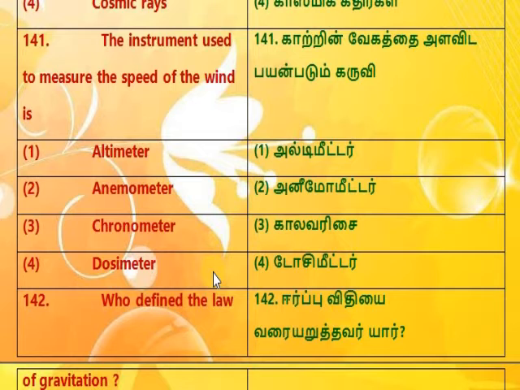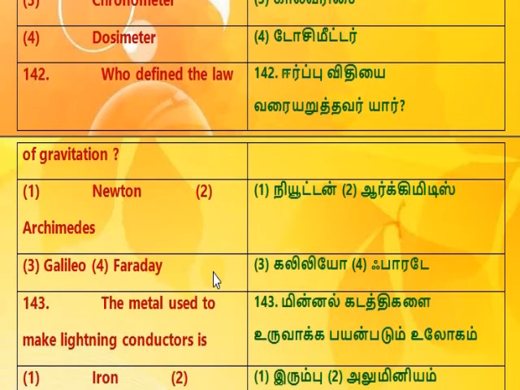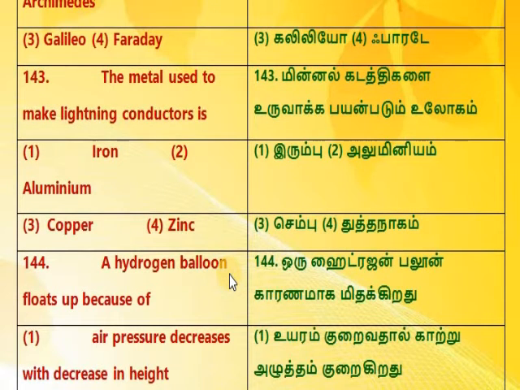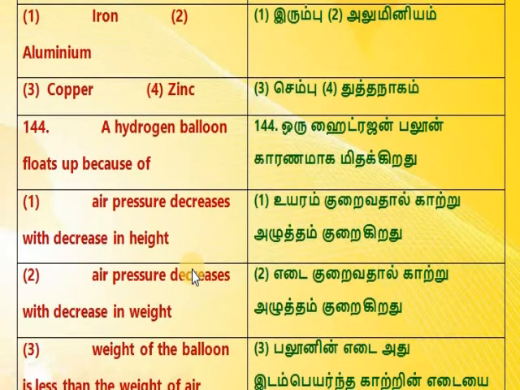141. The instrument used to measure the speed of the wind is: 1. Altimeter, 2. Anemometer, 3. Chronometer, 4. Dosimeter. 142. Who defined the law of gravitation? 1. Newton, 2. Archimedes, 3. Galileo, 4. Faraday. 143. The metal used to make lightning conductors is: 1. Iron, 2. Aluminium, 3. Copper, 4. Zinc.